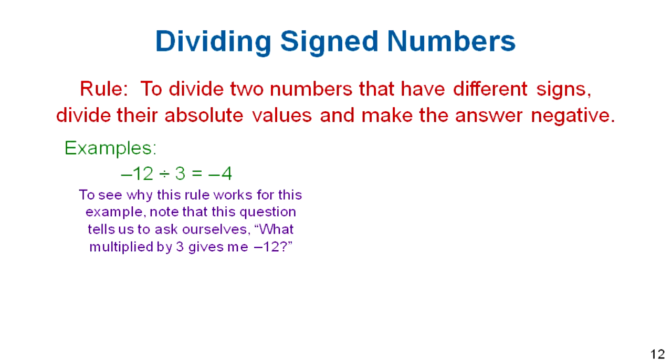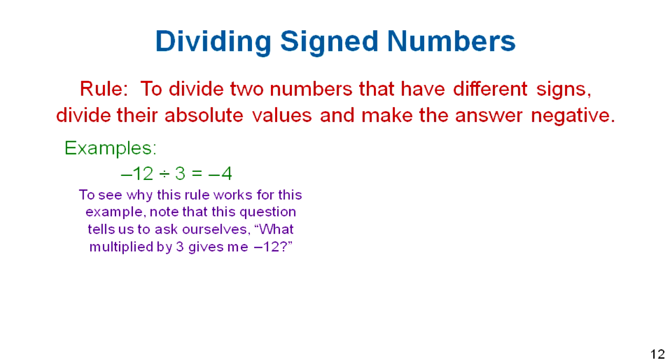The rules for dividing two signed numbers are almost identical to the rules for multiplying two signed numbers. To divide two numbers that have different signs, you can divide their absolute values and then make the answer negative. For example, to divide -12 by 3, you can start by noting that 12 divided by 3 is equal to 4, and then, since the two signs are different, make the answer negative. Therefore, -12 divided by 3 is equal to -4.